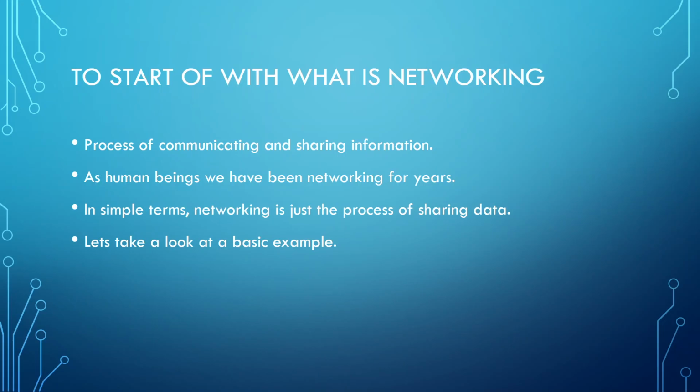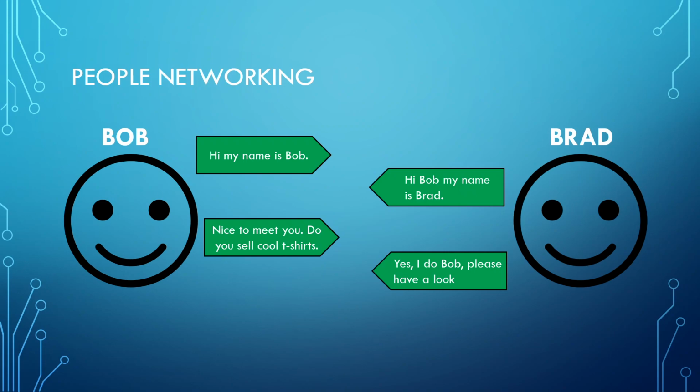So let's have a look at a basic example of how people would network. In this case, Bob and Brad. Bob is a customer at Brad's shop. At first, they share information and data. Bob is sharing what his name is, and so is Brad. Bob is also sharing that from all the cool kids on the block, he heard that Brad is the man who sells these cool t-shirts. Brad responds by saying, "Yes, Bob, I do sell these cool t-shirts. Come and have a look."